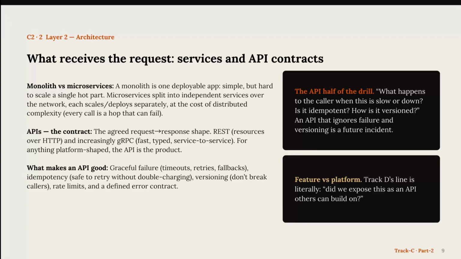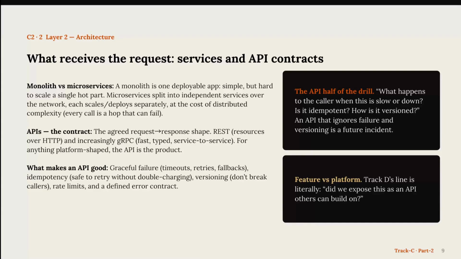Putting in rate limits to avoid consumption of too many resources by one particular system. You need to put in rate limits and a defined error contract. Many times APIs are built without proper documentation and error contracts, so users of those APIs do not know why a particular service or API is failing, and that becomes a big challenge.